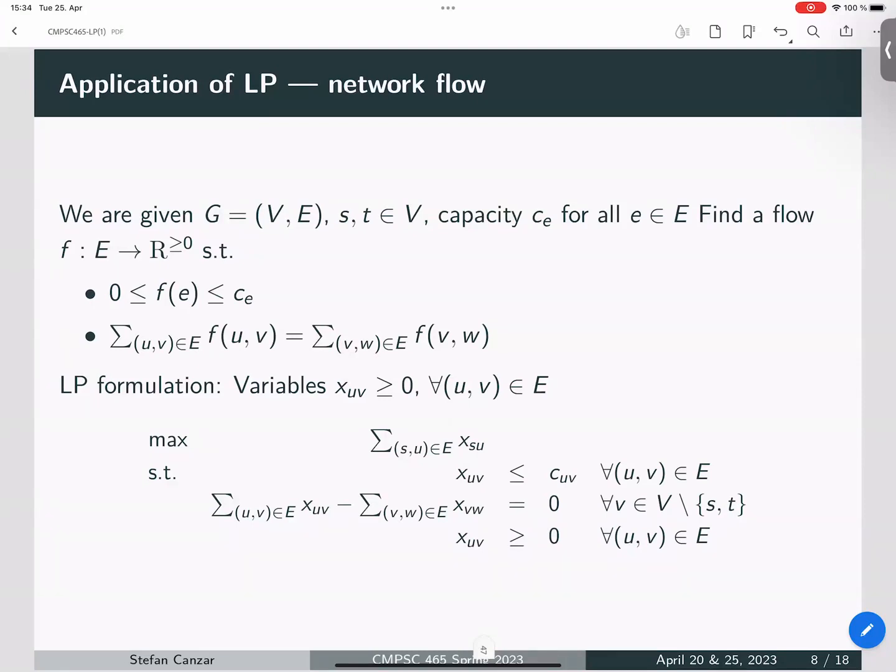Does this make sense to everyone? How we model maximum flow as a linear program? It's very simple. And how do we solve it?